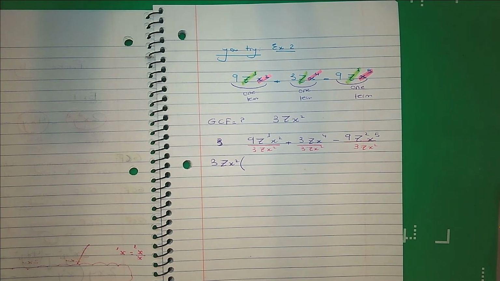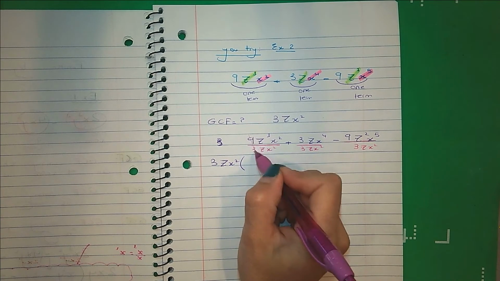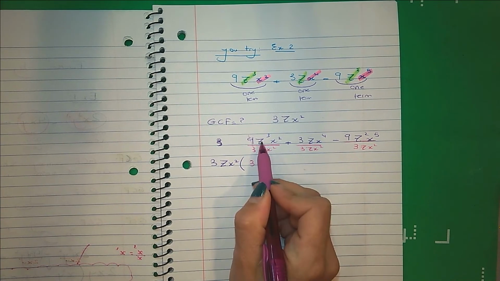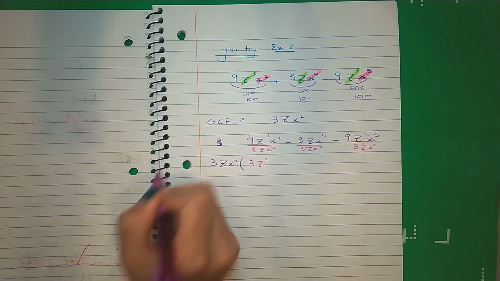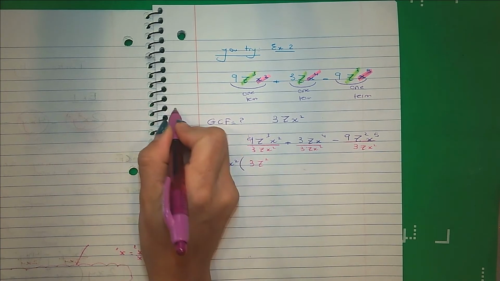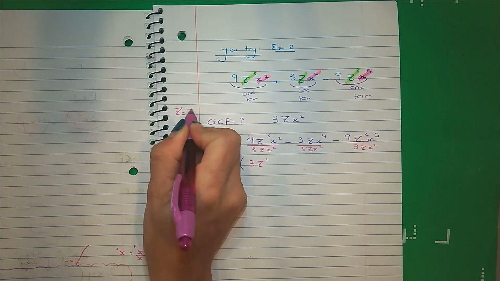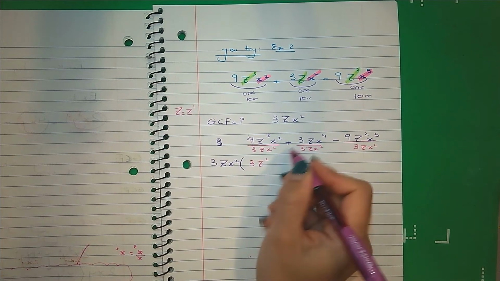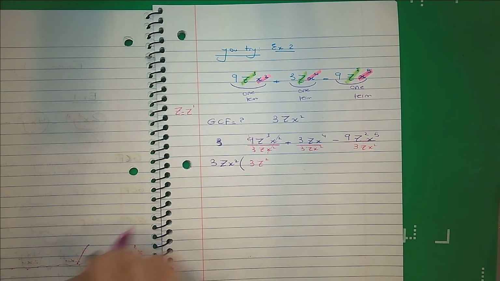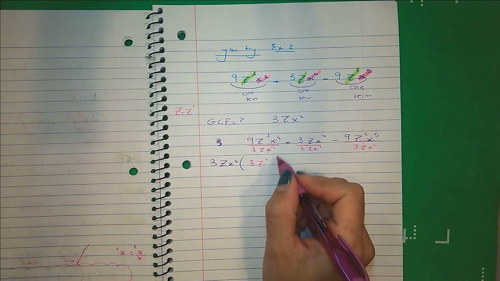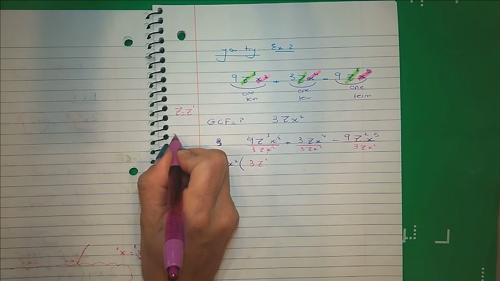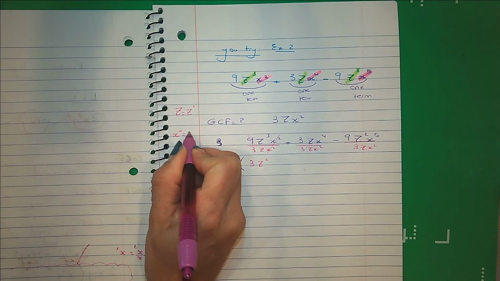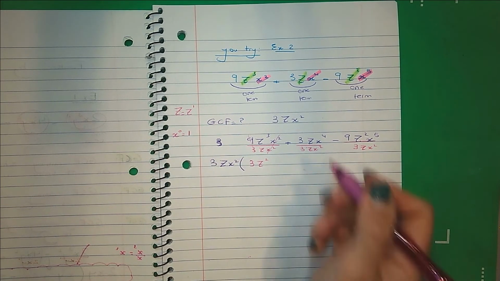So 9 over 3, that's 3, z cubed over z, that's z squared, because as you know, z is the same as z to the power of 1. X squared and x squared are going to be crossed out because we're going to subtract the exponents and we're going to get x to the power of 0. And any number to the power of 0 is always 1.